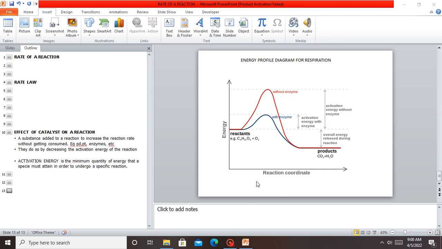In this video, we are going to have a short tutorial on chemical kinetics, which is the branch of physical chemistry that studies the rate of a chemical reaction.